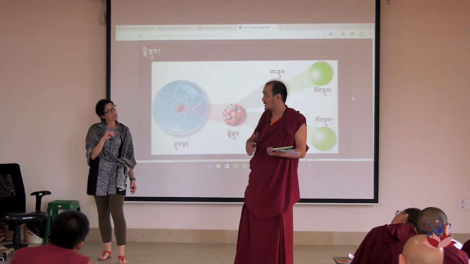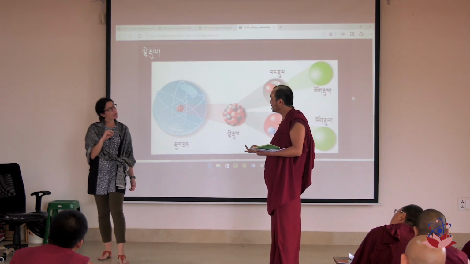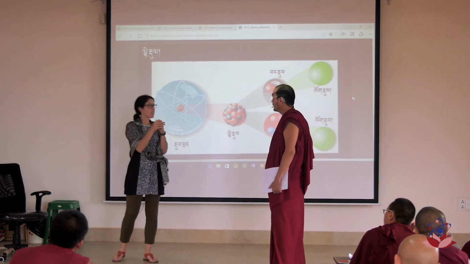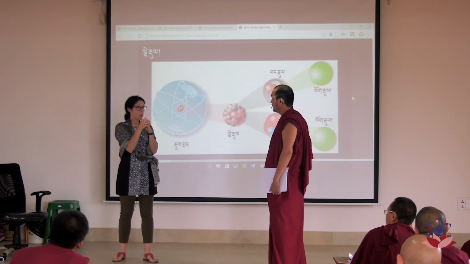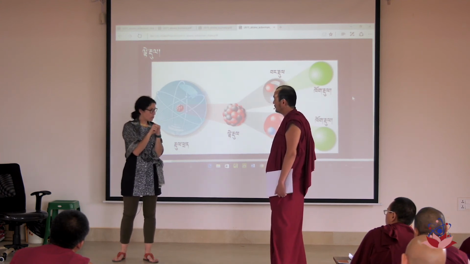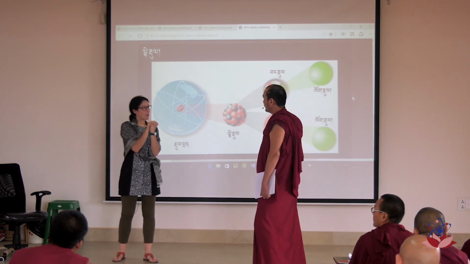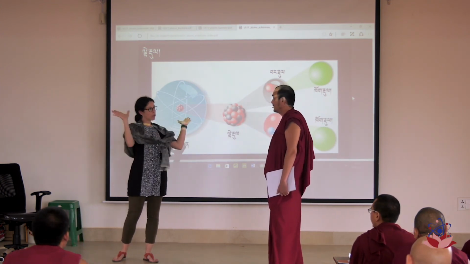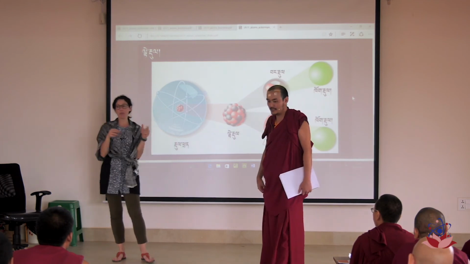That's not good for the nucleus? No, because the particles that make up the nucleus have to be attracted to one another. Otherwise, they would just fly away from each other.